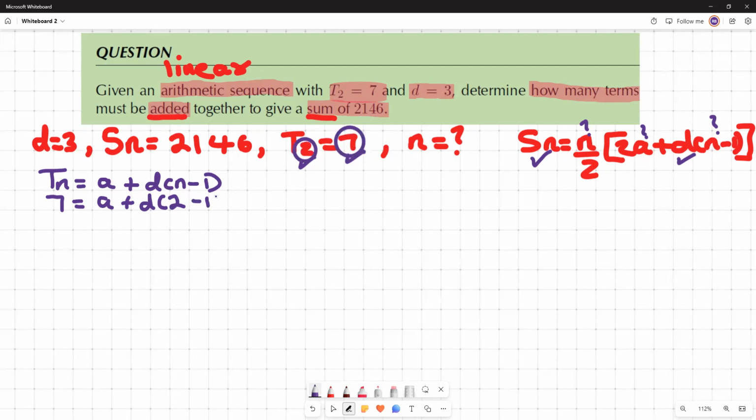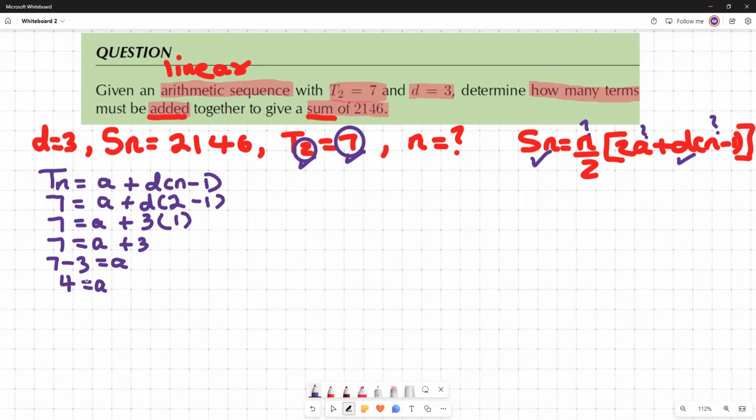So this will give me 7 equals a plus, remember our d is positive 3, so I can replace this with positive 3. Then here I have 2 minus 1, which is 1. And then I'm going to have 7 equals a plus 3. And then I move the 3 that side. So I'm going to have 7 minus 3 equals a. Then I have 4 equals a.